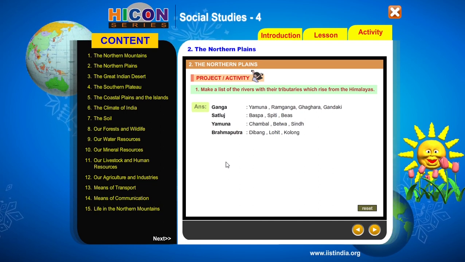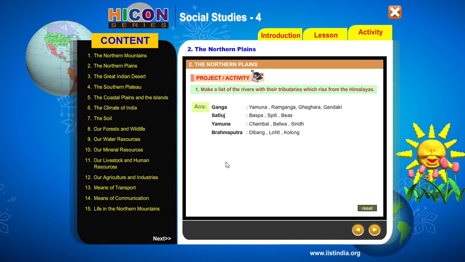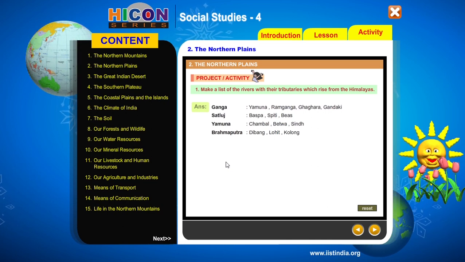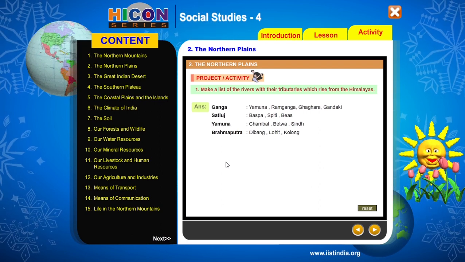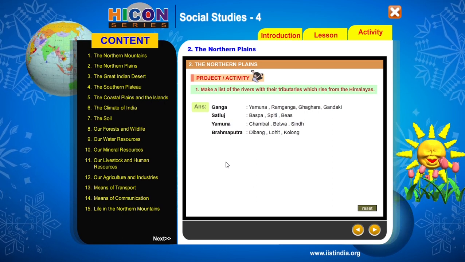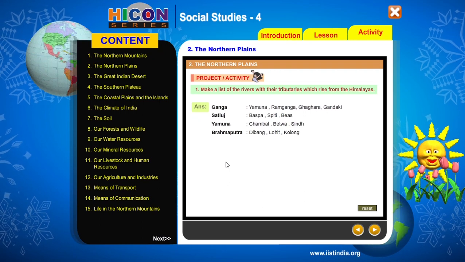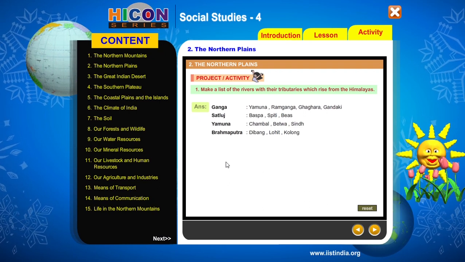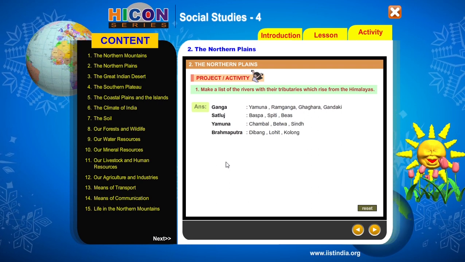Okay. River Satluj has Baspa, Spiti and Bias as its tributaries. Which are they? Baspa, Spiti, Bias. For Yamuna, Chambal, Betwa and Sindh are the tributaries. For Brahmaputra, Dibang, Lohit, Kolong are the tributaries. Okay.